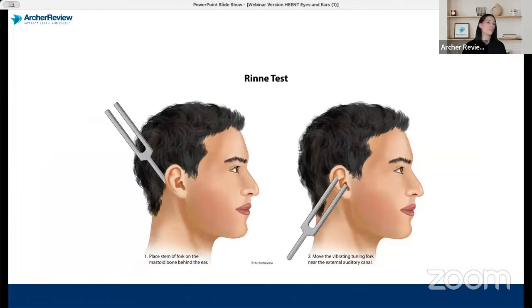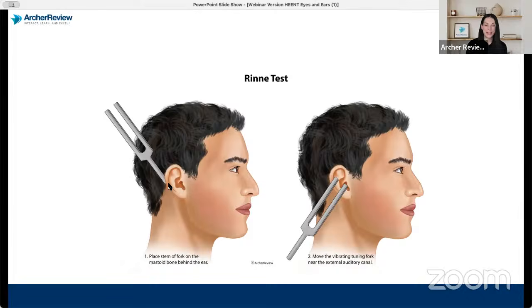And here is a picture. So the Rhine test, we're going to strike that tuning fork and put it right on the mastoid process or some part of the bone right behind the ear. And once the patient can't hear it anymore, they say, okay, the sound is gone. We pull it away. So this is no longer touching the patient. It's a couple inches outside their ear. And we say, okay, can you still hear it? And they should say yes. So air conduction, the sound going through the air, is longer than bone conduction.